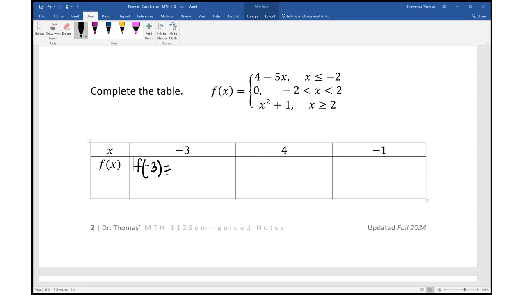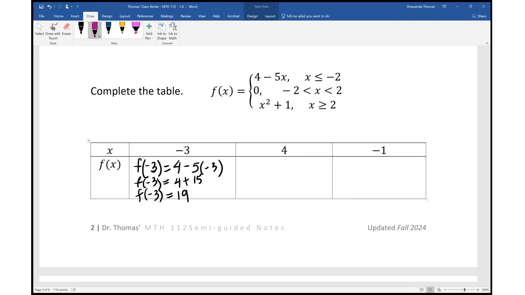Now, is -3 less than or equal to -2, between -2 and 2, or greater than or equal to 2? Since -3 is less than -2, we will plug in our -3 into the first part of this function. 4 minus 5 times -3. F of -3 equals 4 plus 15. Therefore, f of -3 equals 19.